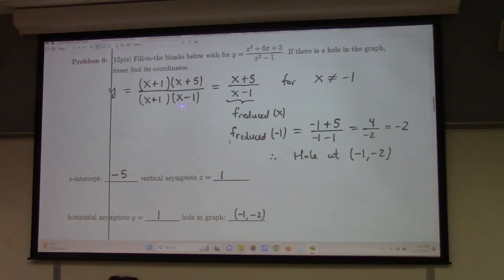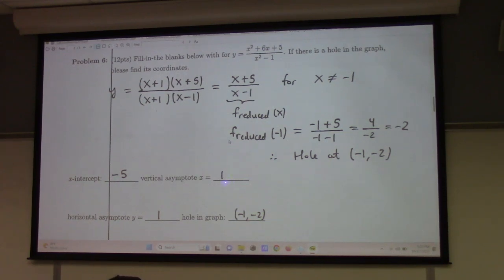Here, we factor x squared plus 6x plus 5. That gives me x plus 1 times x plus 5, and then downstairs, x plus 1 times x minus 1. Notice that there's a common x plus 1. That tells me there is a hole in the graph at minus 1. And my reduced function is everything that's left over, x plus 5 over x minus 1. So when I plug minus 1 into the reduced function, I get minus 1 plus 5 over minus 1 minus 1, which is also known as 4 over minus 2, which gives me minus 2. So my hole in the graph is at minus 1, minus 2.